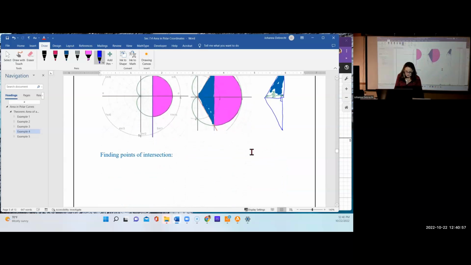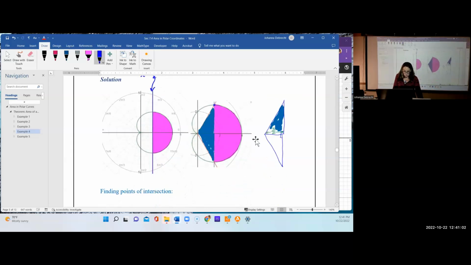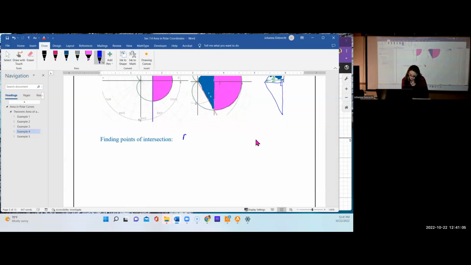All right, so the first thing we're looking for is when the cardioid intersects the line. So we have r equal 2 plus 2 cosine theta. This is the cardioid. And we have r cosine theta equal to 3/2. Now, to find where they intersect, we need to set them equal, but I can only set the same variable equal to itself. So I need to solve them both for r. This is already solved for r, but this one is not. So I'm going to rewrite it as 3 divided by 2 times the cosine of theta in the denominator.